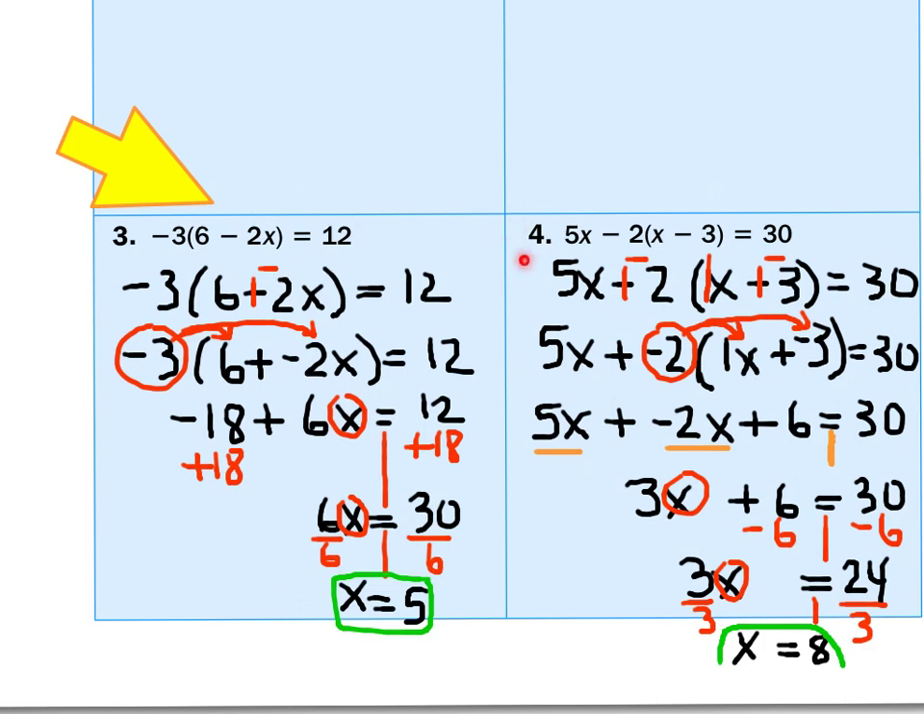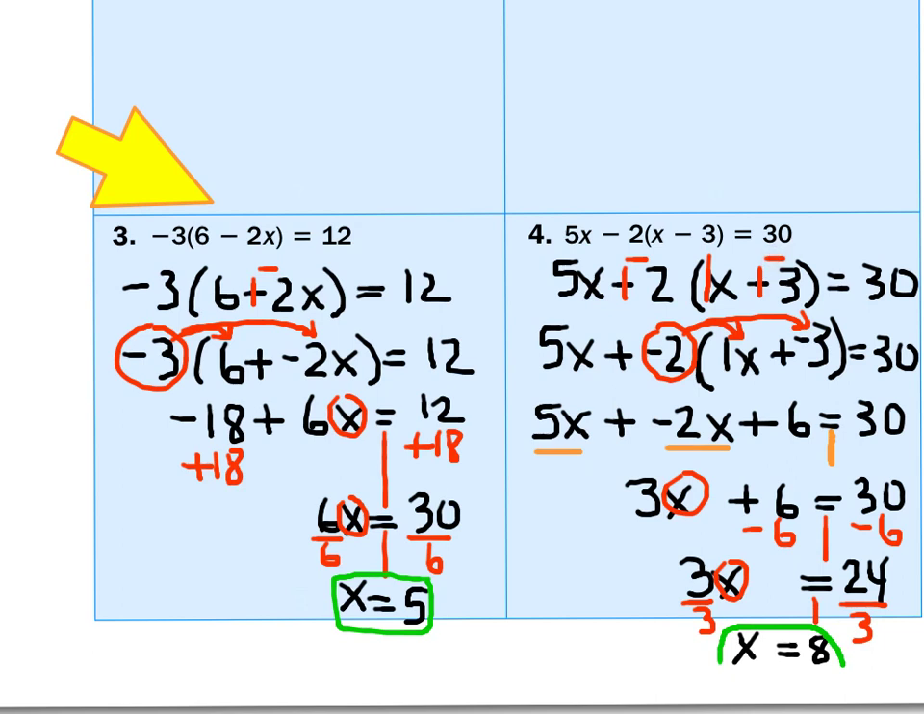Okay, take a look at number 4. We have 5x minus 2 times the quantity x minus 3 equals 30. So I wrote the whole thing right out, and then grab your red pen. And in front of the 2, see that minus sign? Add a line and change the sign. In front of the x, I just put the giant 1 so I could see it. And in front of the 3, I added a line and changed the sign.